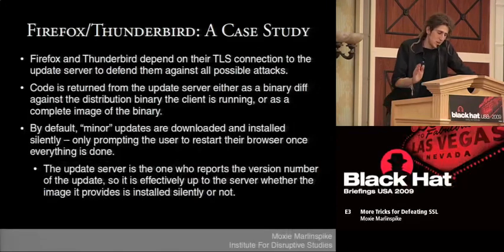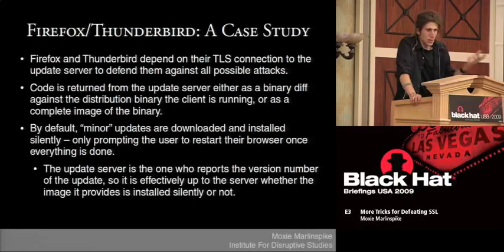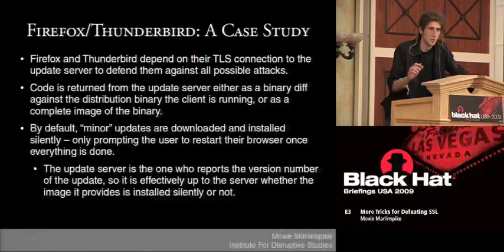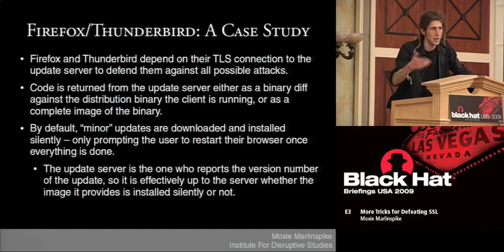The problem is that Firefox and Thunderbird depend on their TLS connections to the update server to defend them against all possible attacks. So if you can compromise the SSL connection, you can send back whatever data you want. The code that's returned from the update server is either just a binary diff against whatever version you happen to be running, or it's just a complete image of whatever binary they want you to run. And in my experience, by default, the minor updates are just downloaded and installed silently. Like if it's a minor update, it just downloads it, installs it, and next time you restart, it's running. And it'll say, we just installed a new update, it's running now, or whatever.